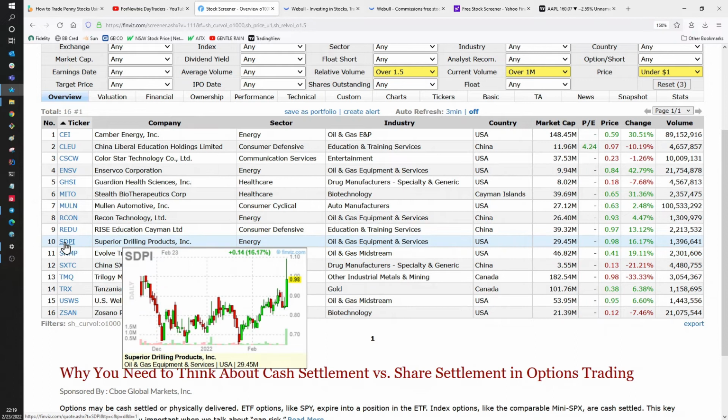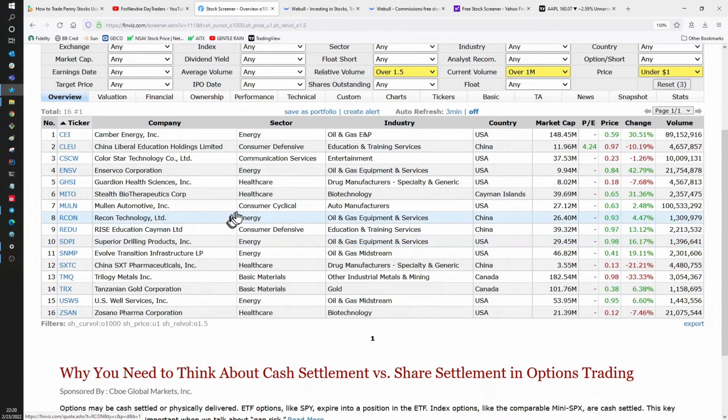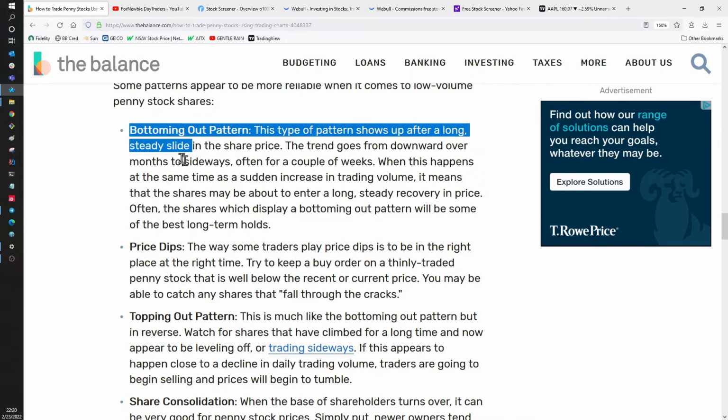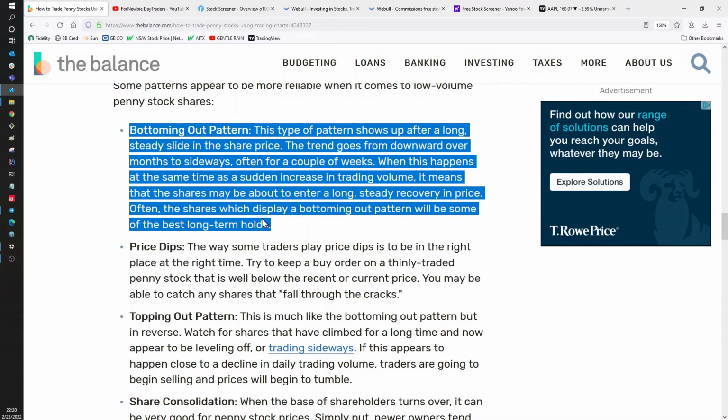Okay. So that is the bottoming out pattern, and look for this. And this again is why I talked about the stock screeners. Stock screeners will help you pick this.